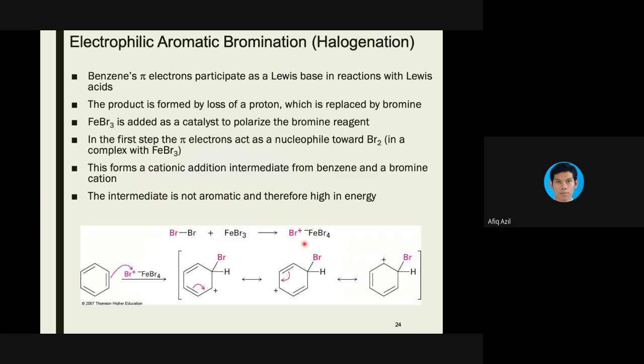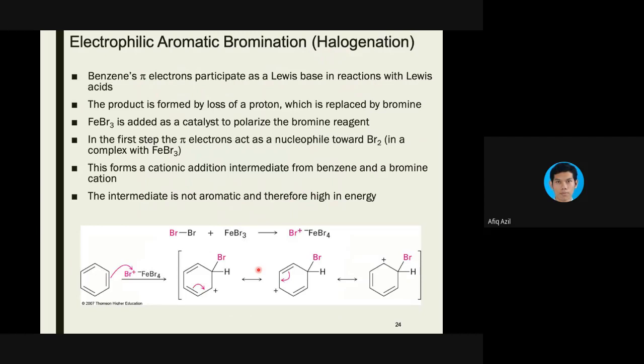Electrophilic aromatic bromination, or halogenation. This example is using Br. So benzene pi electrons will participate in the reaction as a Lewis base, in reaction with a Lewis acid. The Lewis acid is the electrophile itself. So the product will form by a loss of proton.